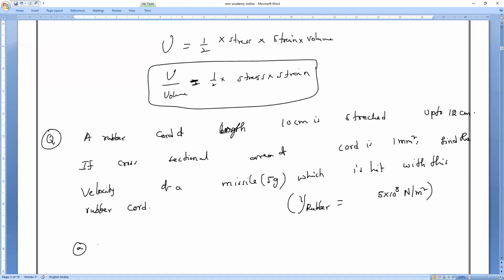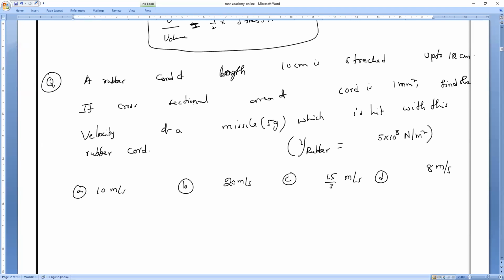Option A, 10 meter per second. Option B, 20 meter per second. Option C, 15 by 3 meter per second. Option D, 8 meter per second. So just understand the question first and then we'll proceed further. Any doubt, anybody can ask me. Understand the question, everyone? Mr. Sai Karthik, clear? Yes, sir. Yeah, do it.